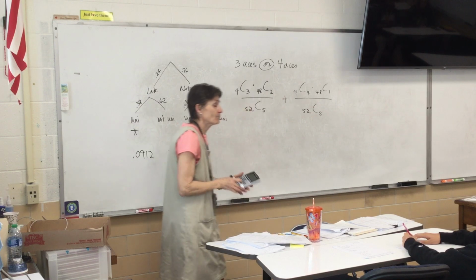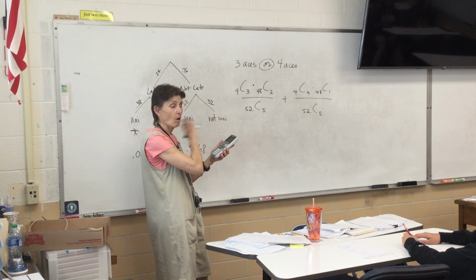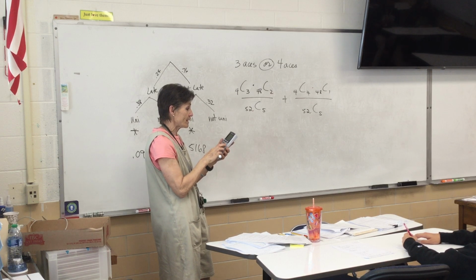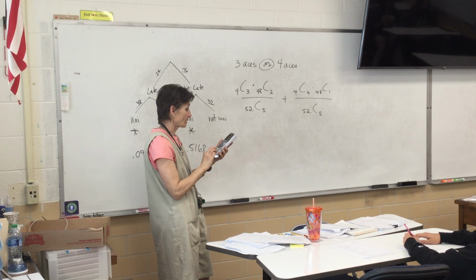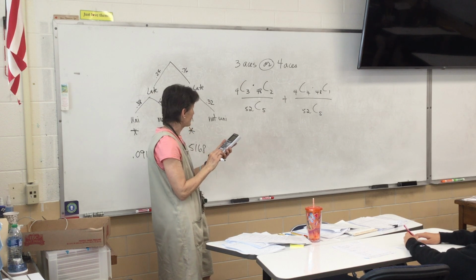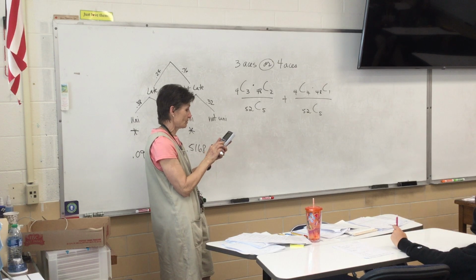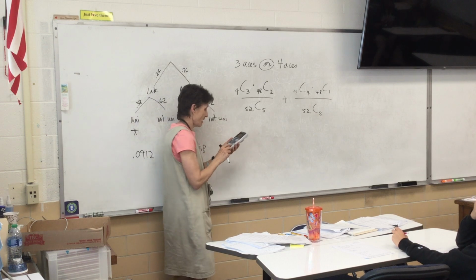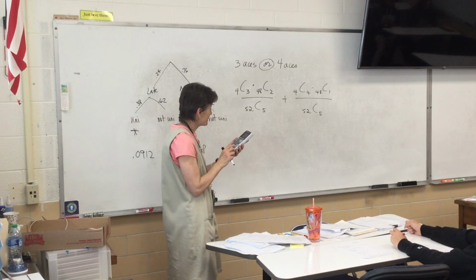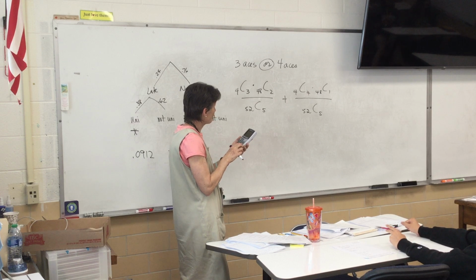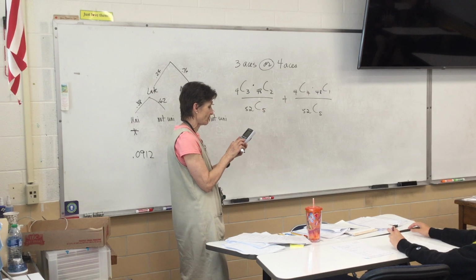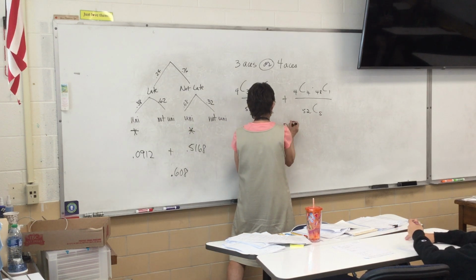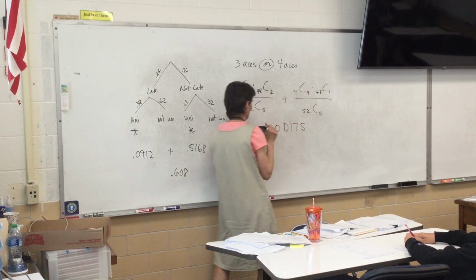Now your calculator, believe it or not, will do that all at once. So you can type 4C3 times 48C2 divided by 52C5, just hit equals, and then plus 4C4 times 48C1 divided by 52C5. I got 0.00175. Is that what you got? 0.00175?